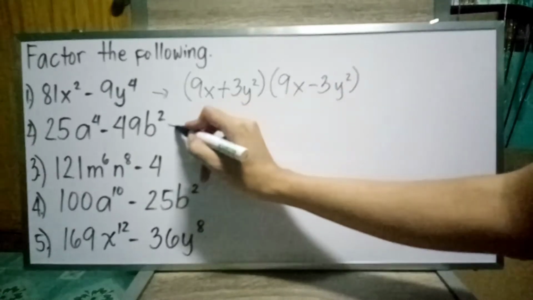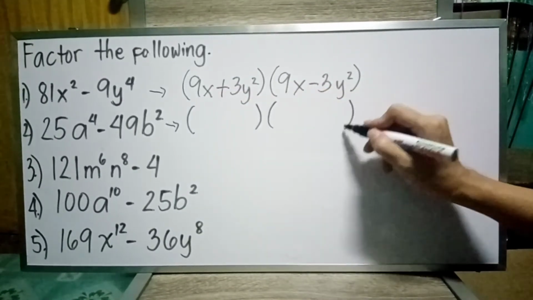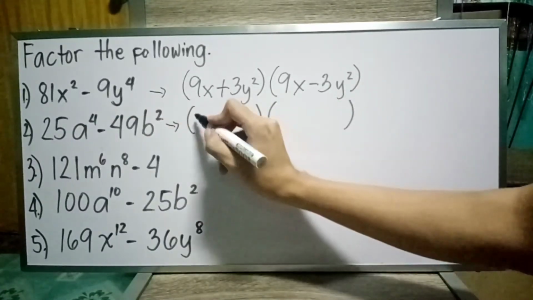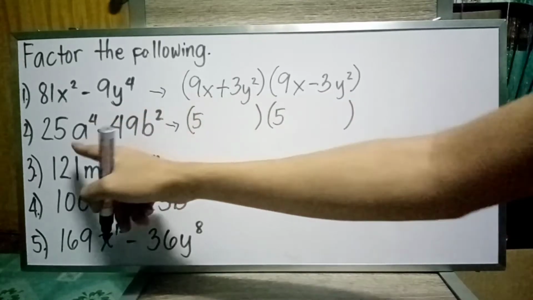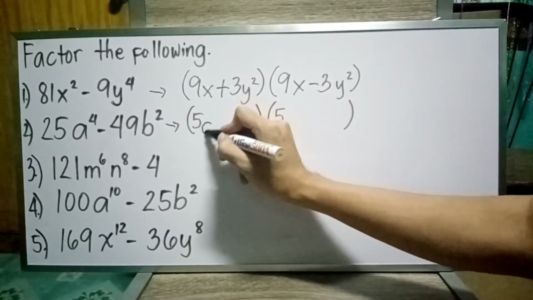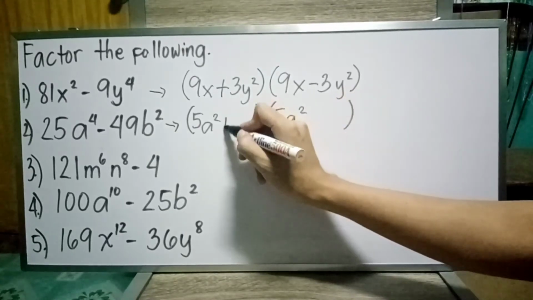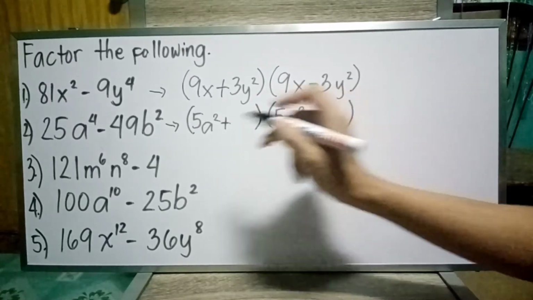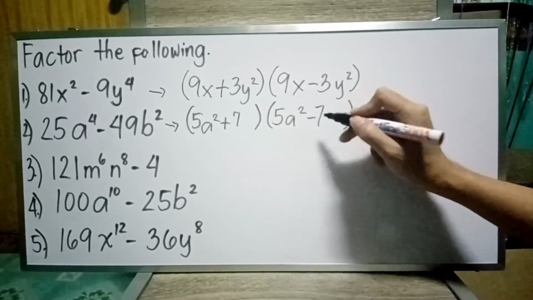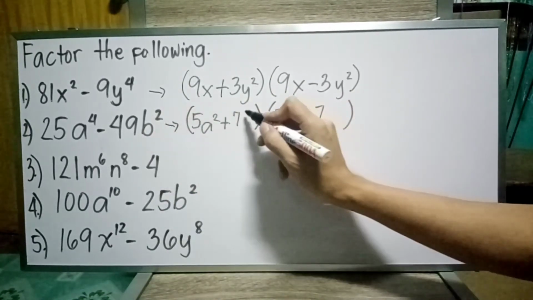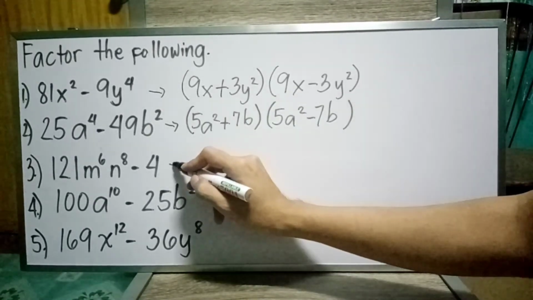Next, put the parentheses. Square root of 25, that is 5. a to the 4th, that is a squared. a squared plus minus the square root of 49, that is 7. 7. Then b squared, that is b. Then b. Okay, next.